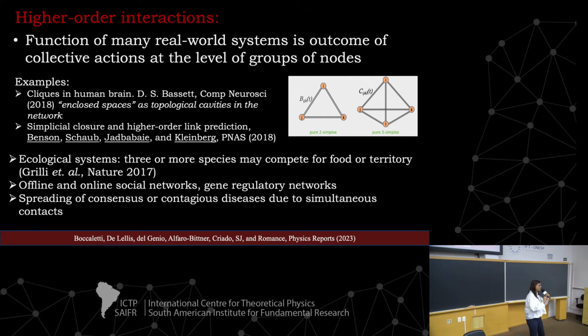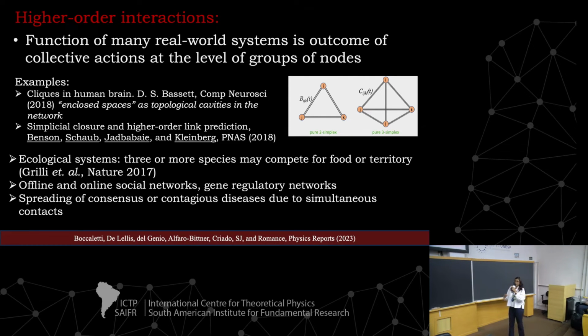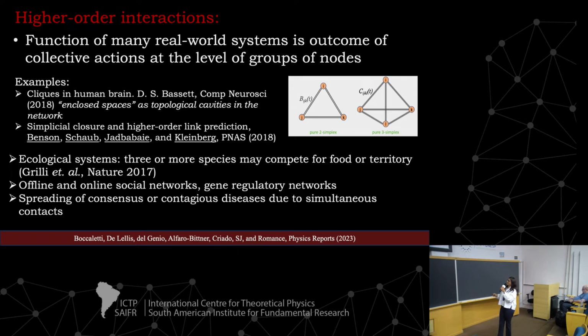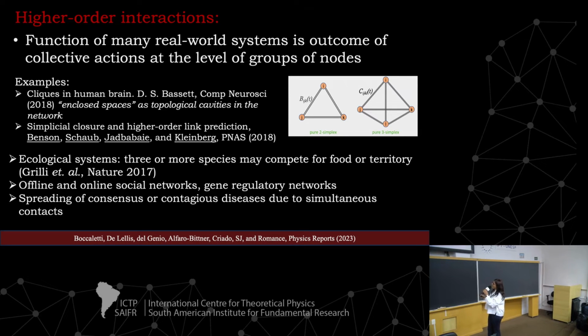They compete for the food or for the territory, and there also you cannot decompose into the pairwise interactions. So that is also an example of higher order interactions. Social networks, gene regulatory networks. So there are several actual examples, and there's one review article, of which, of course, I am also an author.